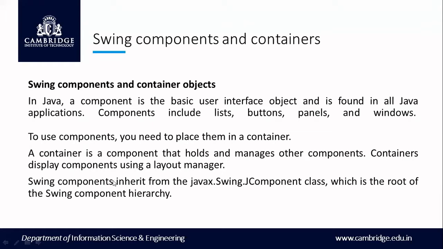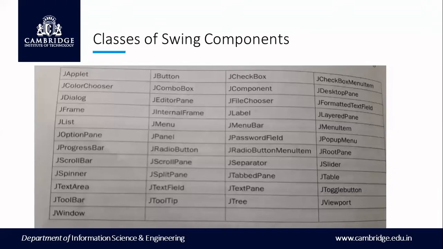I hope you understood the meaning of components. It can be a list, a button, a panel, a window, a text box, and so on. So first we have to create a container. Inside the container, we are going to add all these components. The container is going to manage all the components that you add. And a container itself is a component. It is first basically a component.